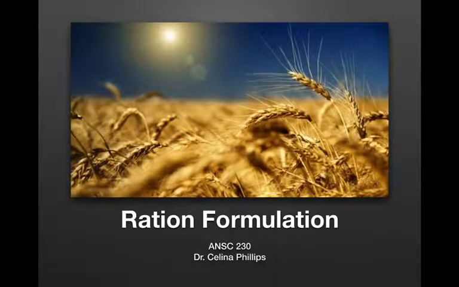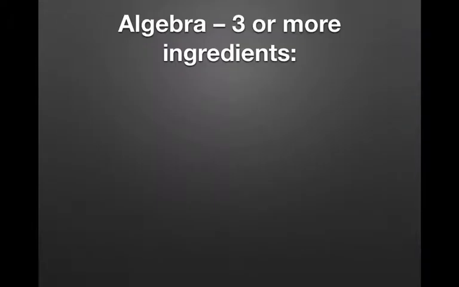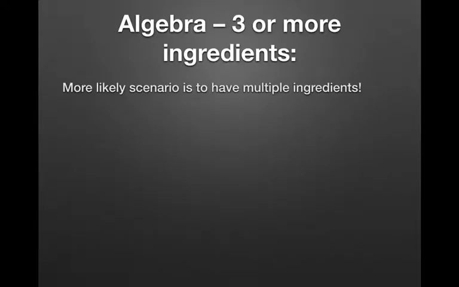Next, we're going to start learning how to use multiple ingredients and the algebra method. Because the reality is that most of the time in rations, we're going to have multiple ingredients. You guys look at those feed labels many of you brought in, and there's a long list of ingredients. And so how do you formulate rations to handle more than 2 ingredients?